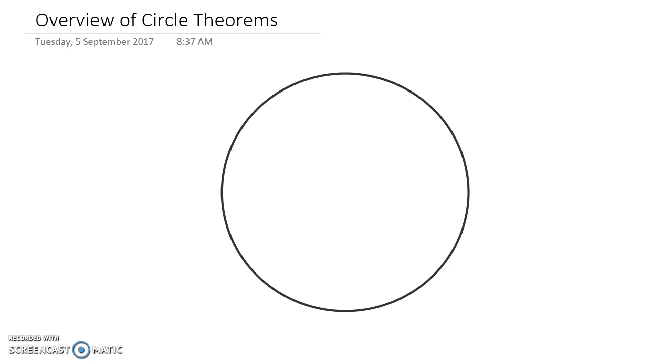The first circle theorem states that the angle at the centre of a circle is double the angle at the circumference standing on the same arc. So we can indicate an arc on our circle. It's just a portion around the outside of our circle. Let's also put a little red point, let's say that's the centre of our circle there.